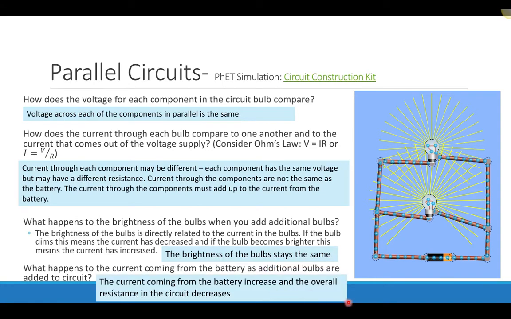What happens to the current that's coming from the battery as additional bulbs are added? And the answer is the current coming from the battery increases, and the overall resistance in the circuit decreases. So this is a harder concept, but the idea is that as you add additional bulbs, each bulb is going to draw current. And as you draw more current, more has to come out of the battery. Overall current in the circuit is inversely proportional to the overall resistance. So if you add more bulbs and the current from the battery goes up, the overall resistance has to go down.